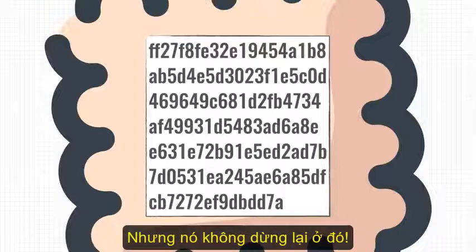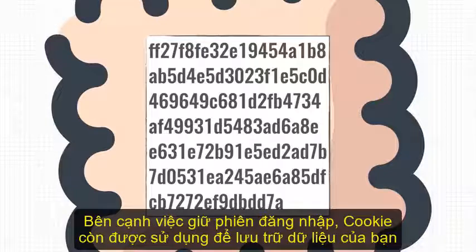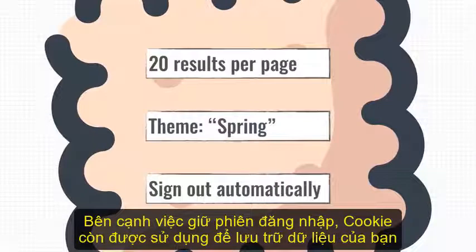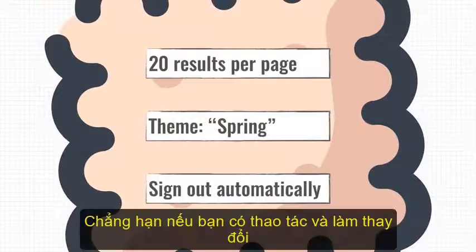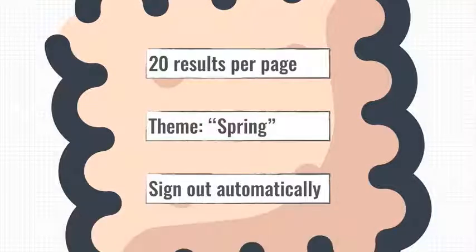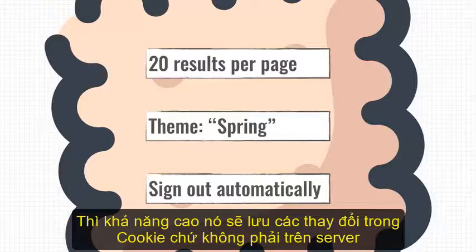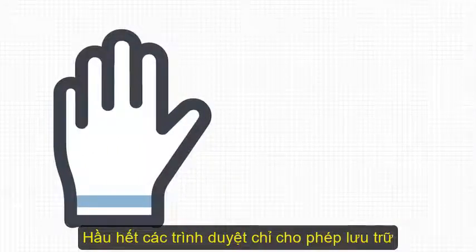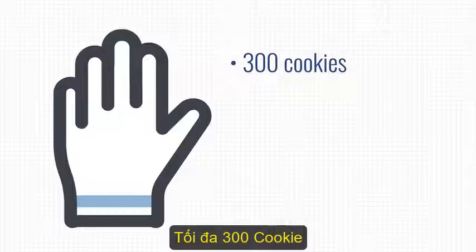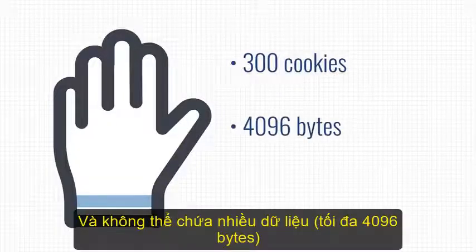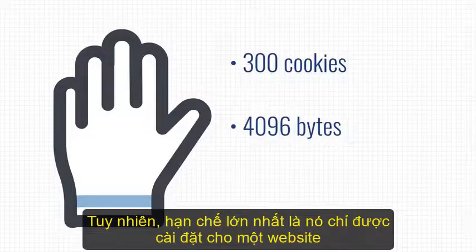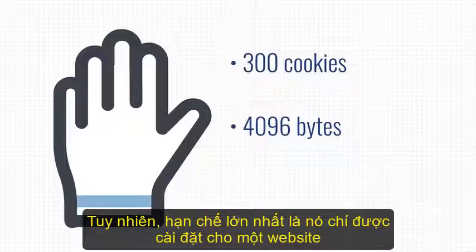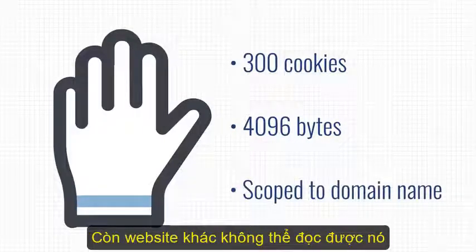But it doesn't stop there. Besides keeping you logged in, cookies can also be used to store your settings. Let's say you change the number of results your favorite search engine should return. Chances are high that they save this preference in a cookie and not on their server. But there are also some restrictions on the use of cookies. Most browsers only allow websites to store a maximum of 300 cookies and they cannot contain a lot of data. The biggest limitation, however, is the fact that cookies set by one website cannot be read by another.